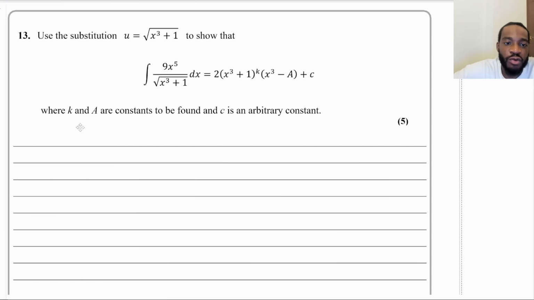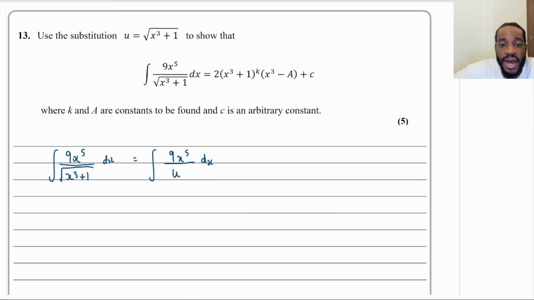It's always just a matter of algebra, okay? You have an integral in terms of x, which you need to get in terms of u, so it's easier to integrate. So first things first, I always write the actual integral again. So 9x to the 5 over the square root of x cubed plus 1 dx. Now immediately when I look at the substitution, it's the square root of x cubed plus 1, that's the denominator. So I can immediately substitute that in, okay? So I'm going to put the denominator as u, okay? Because that is the substitution.